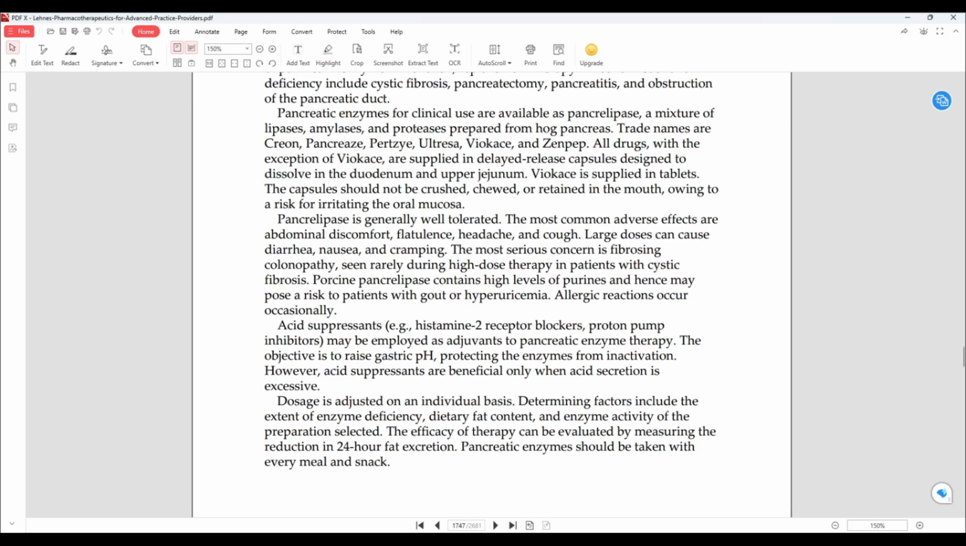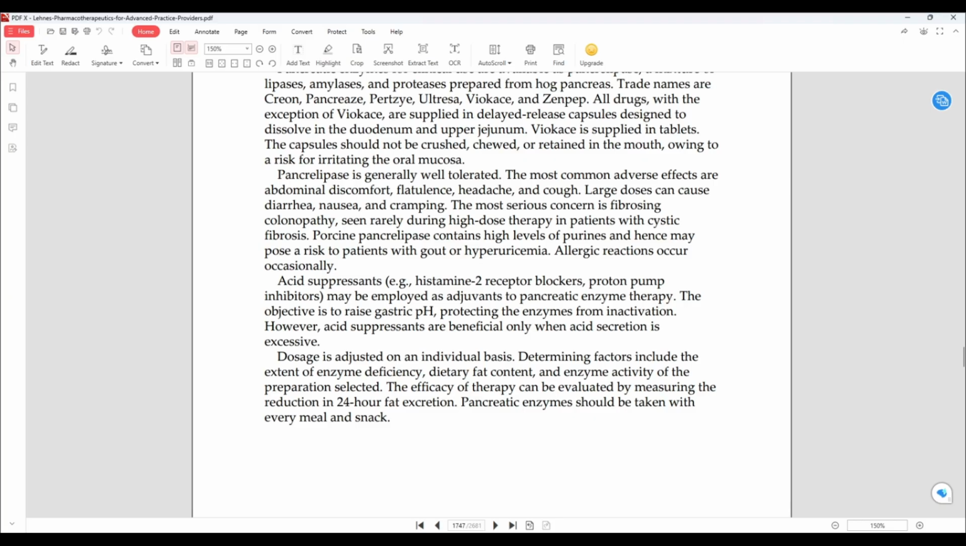Trade names are Creon, Pancrease, Pertzye, Ultresa, Viokace, and Zenpep. All of these, with the exception of Viokace, are supplied in delayed-release capsules designed to dissolve in the duodenum and upper jejunum. Viokace is supplied in tablets. The capsules should not be crushed, chewed, or retained in the mouth, owing to the risk of irritating the oral mucosa.